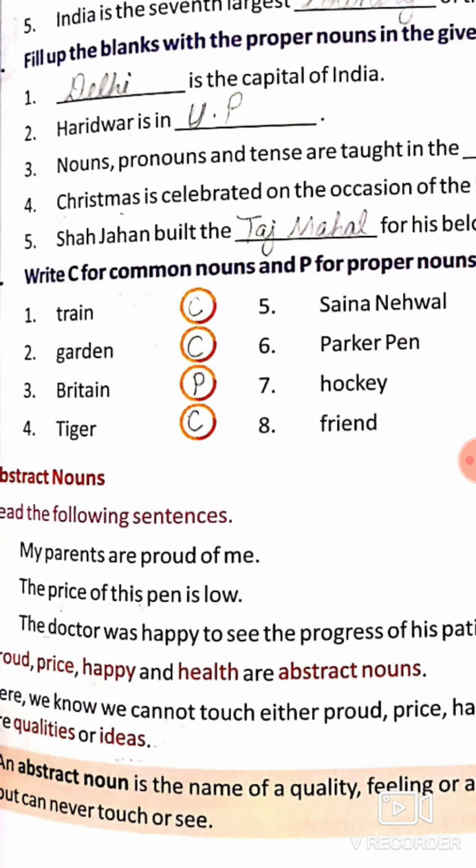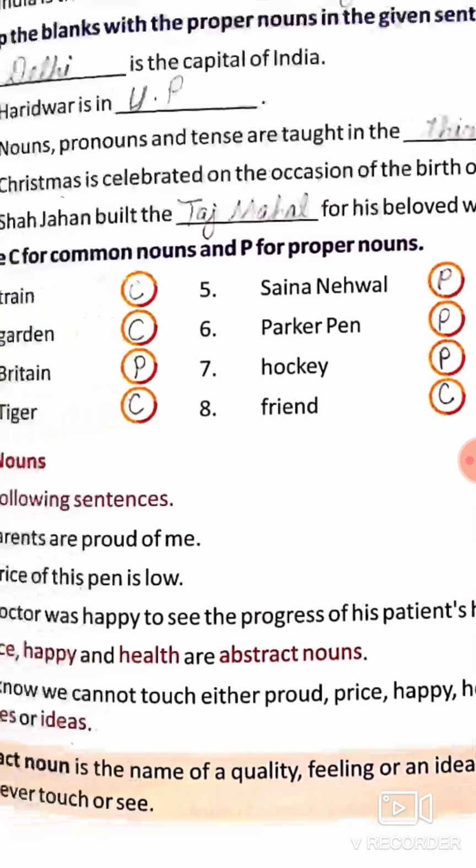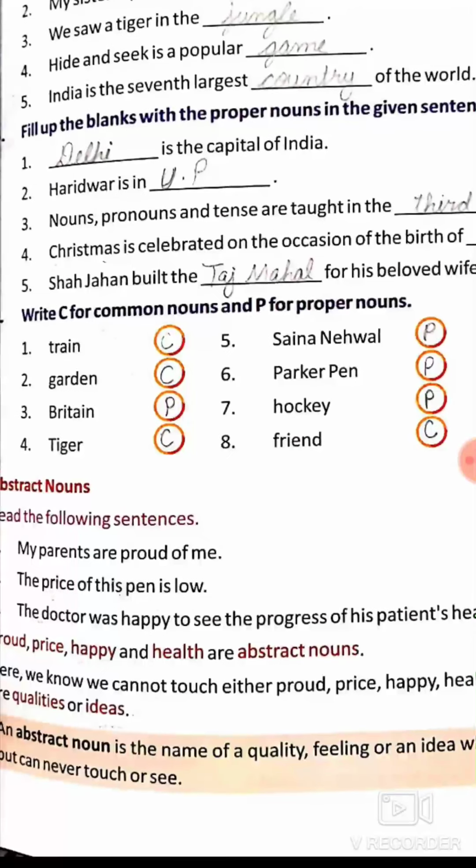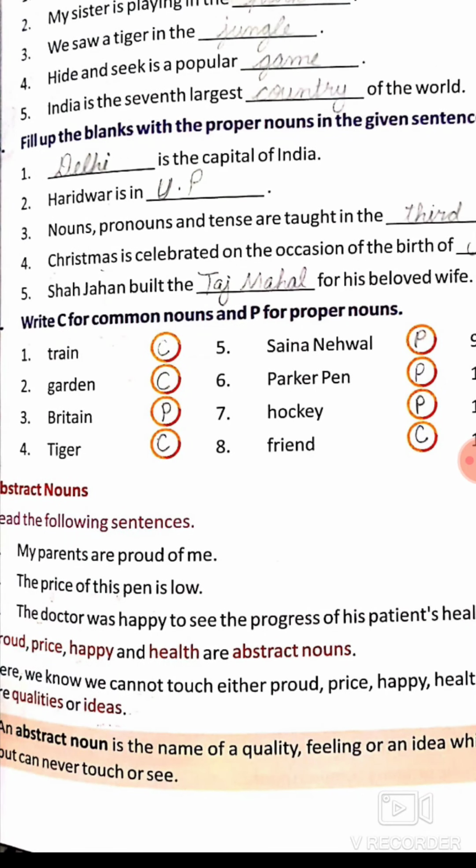The price of this pen is low. So the price, we can't see it and we can't touch it. So price is an abstract noun. The doctor was happy to see the progress of his patient's health. So here happy and health are abstract nouns. See, here we know that we cannot touch proud, price, happy, health. All of them are qualities or ideas.